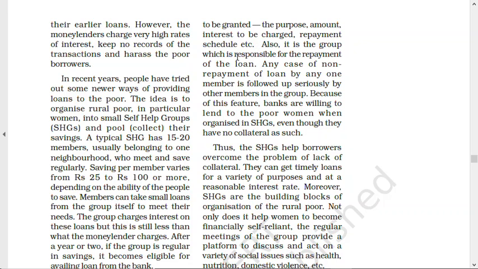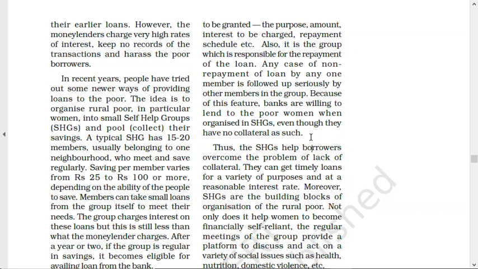Also, it is the group which is responsible for the repayment of the loan. So you have to make sure that if somebody takes a loan, it is not his responsibility only to pay it. It is your responsibility also to help him to pay the loan back. Any case of non-repayment of loan by any one member is followed up seriously by other members in the group. Because of this feature, banks are willing to lend to poor women when organized in SHGs, even though they have no collateral as such.